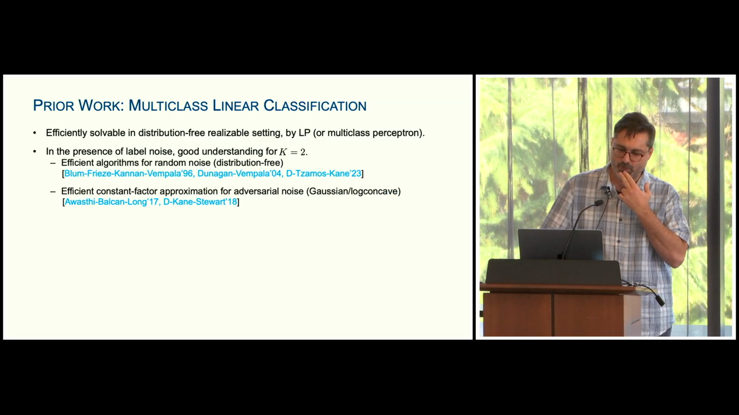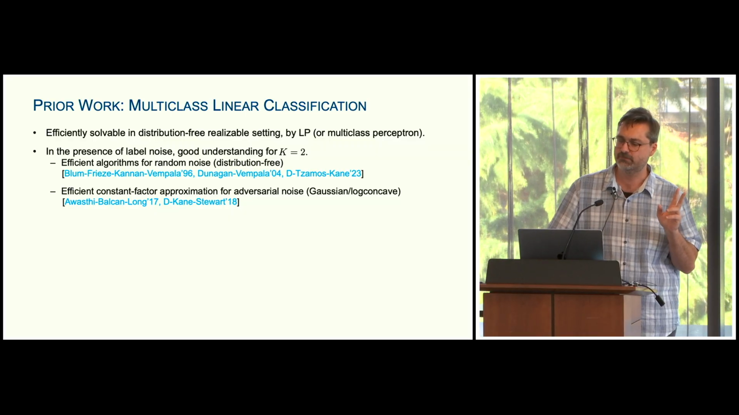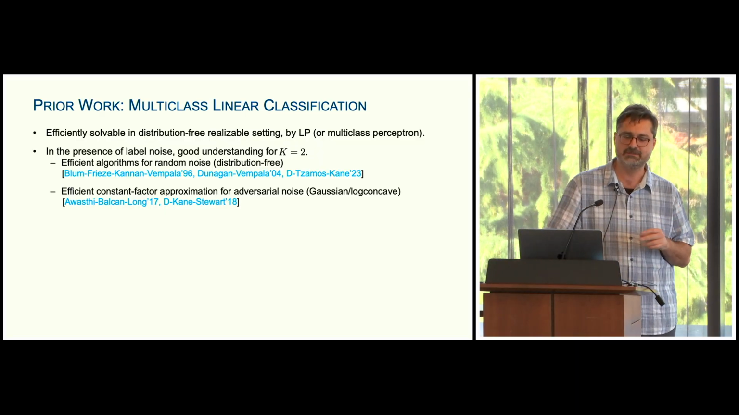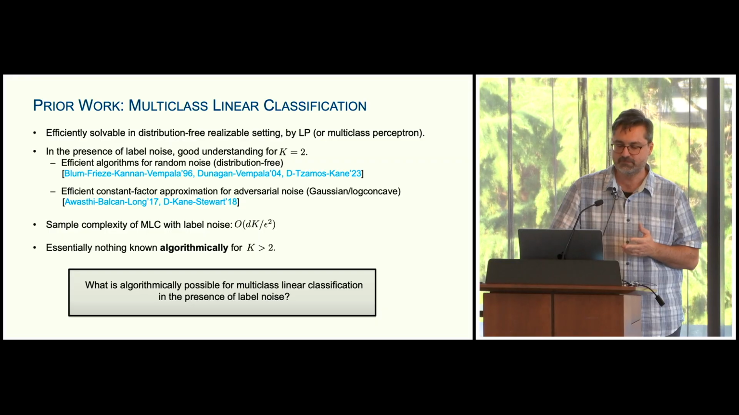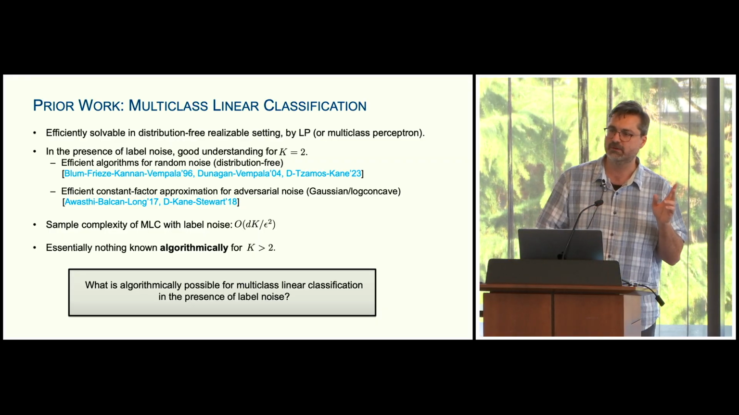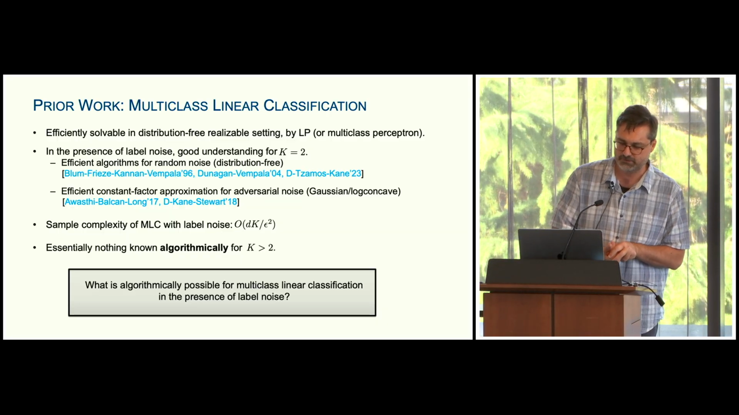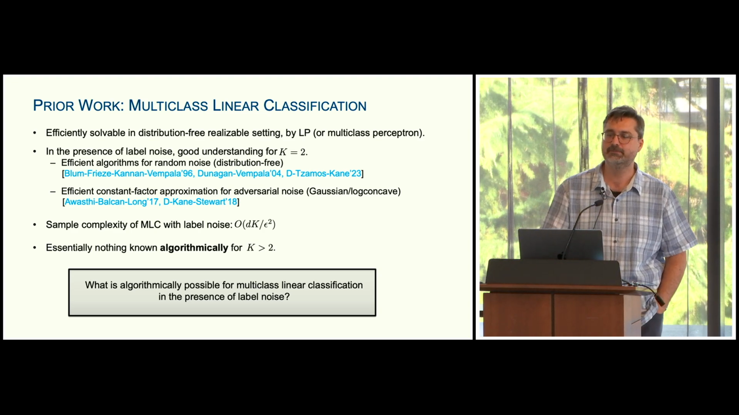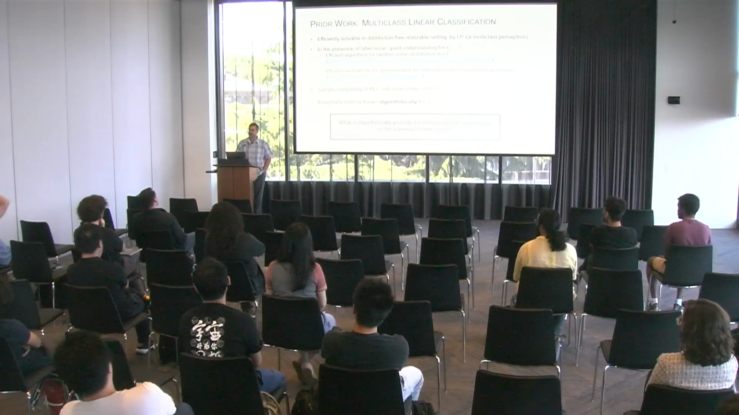And computationally, we understand this problem very well for the case of two labels. For half spaces, this problem is studied to death, and it's more or less fully understood. On the other hand, essentially nothing is known algorithmically for more than 2 labels, when k, the number of linear functions, is more than 2, and this is what we're going to explore.